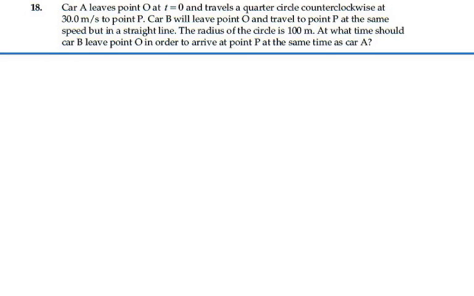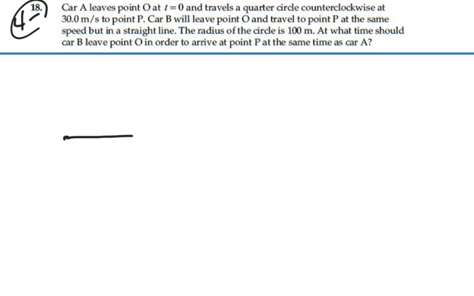Here's problem 418. Car A leaves point O at t equals 0 and travels a quarter circle counterclockwise at 30 meters per second to point P. Car B will leave point O and travel to point P at the same speed but in a straight line. The radius of the circle is 100 meters. At what time should car B leave point O in order to arrive at point P at the same time as car A? Let's take a look at what we have here.